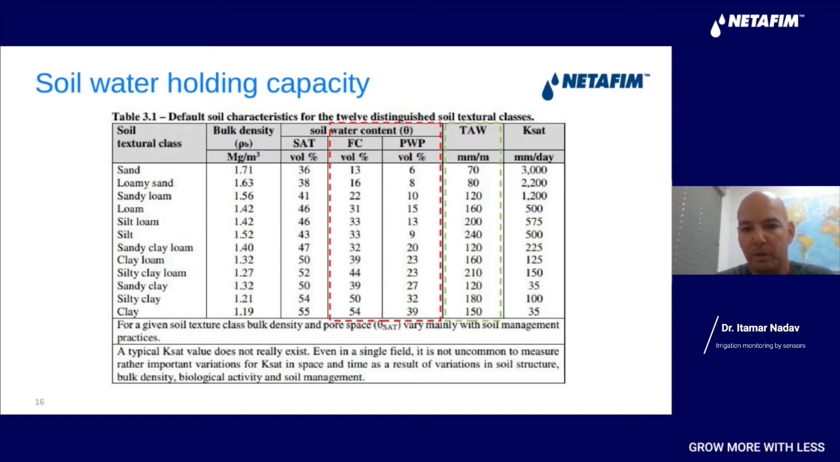And on the second column from the left, you can see the total available water, how much water is held, in terms of millimeters per meter of soil, in each one of these soils. And you can see that sandy soils hold much less water than medium soils or heavy soils. It's basically field capacity minus the wilting point, which is exactly the number that's written under the total available water.